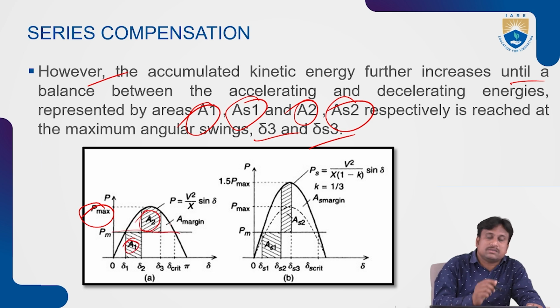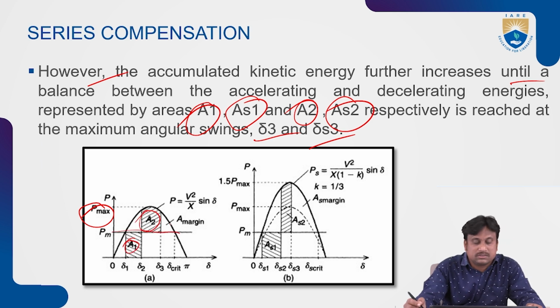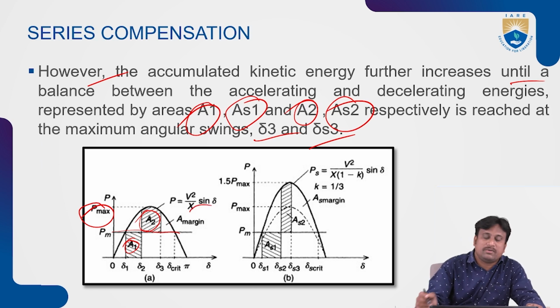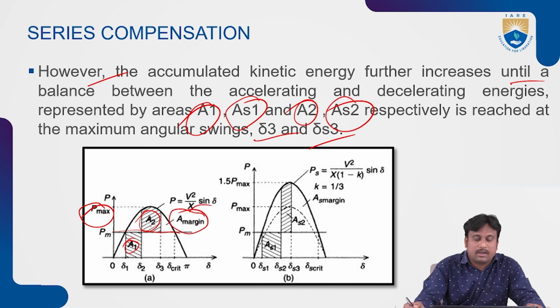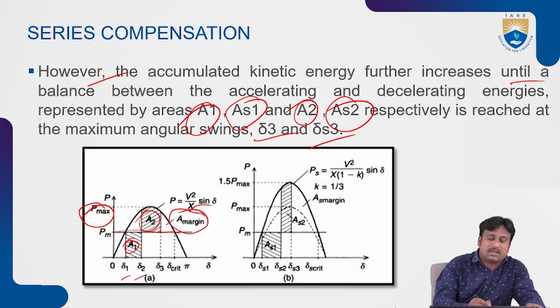So these boundaries will have the maximum efficiencies with PM, and P becomes V square by X sine delta. That is the total amount of power. The marginal power is going to be treated as A margin, and here delta 1, delta 2, delta 3 up to the critical value is going to be reached at the end of the line. This should be reached onto the line called the power angle line delta.